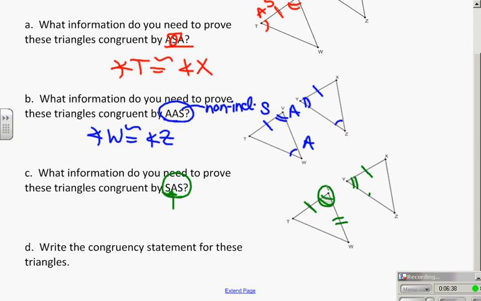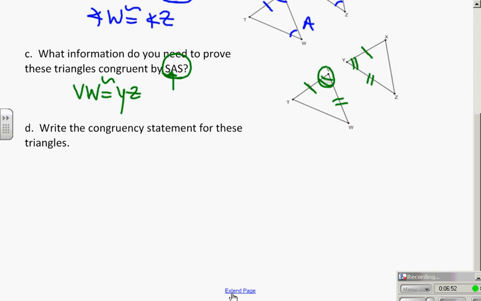In order to include this angle, I would need to know that side. So I would need to know that VW is congruent to YZ, and make sure your order is correct on that.